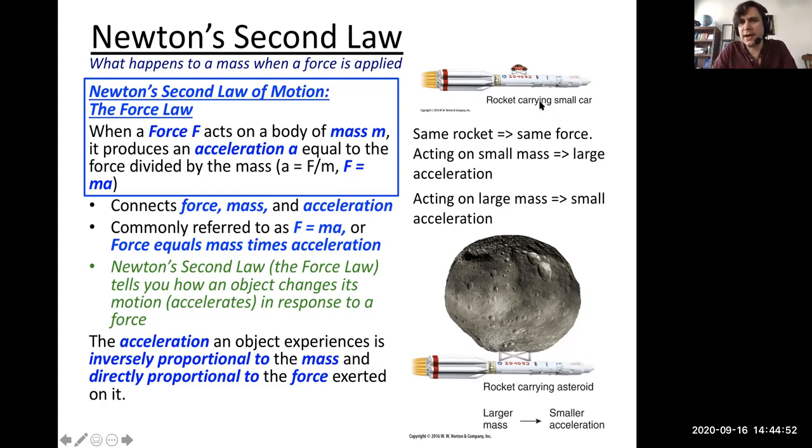So here we have a low mass strapped to a rocket. Here we have a high mass strapped to a rocket. The rocket produces the same amount of force. So which one do you think is going to accelerate off faster? Well, obviously this one. It's easier to move a low mass car than it is to move a giant massed asteroid. So Newton's second law, the force law, F equals ma. How an object will change its motion in response to a force. What is its acceleration given the force that's acting on it and how much mass it has?